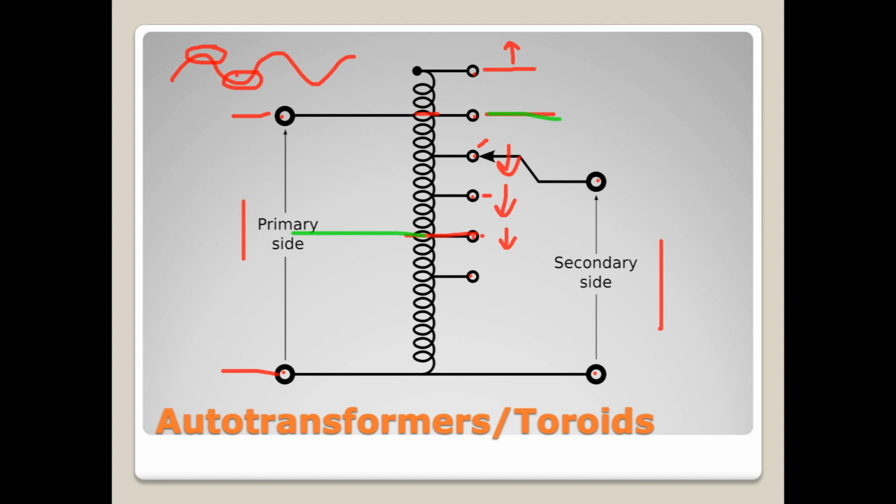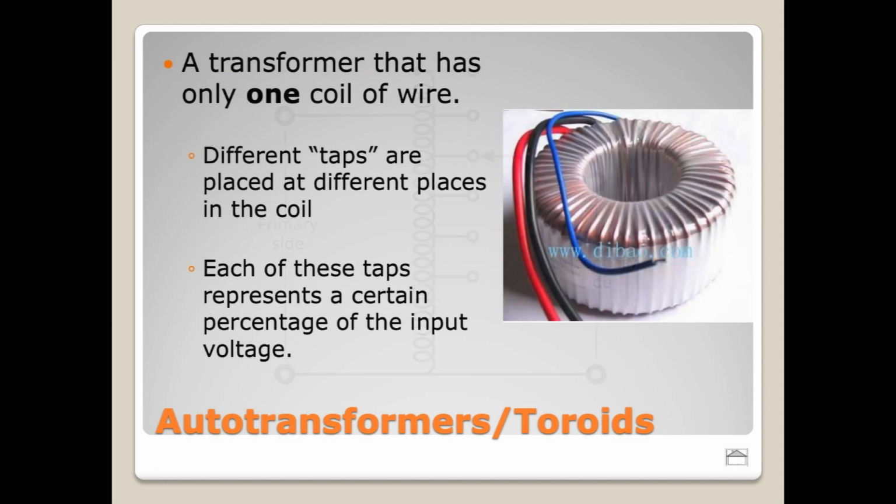So again, it's not just a simple wire. We've got this interaction of the magnetic field. We're concentrating that magnetic field and increasing this particular effect that we're talking about up here. Okay, so autotransformers or toroids. Now, why would we pick one of these over the other? Well, autotransformers tend to be a little bit cheaper to manufacture.